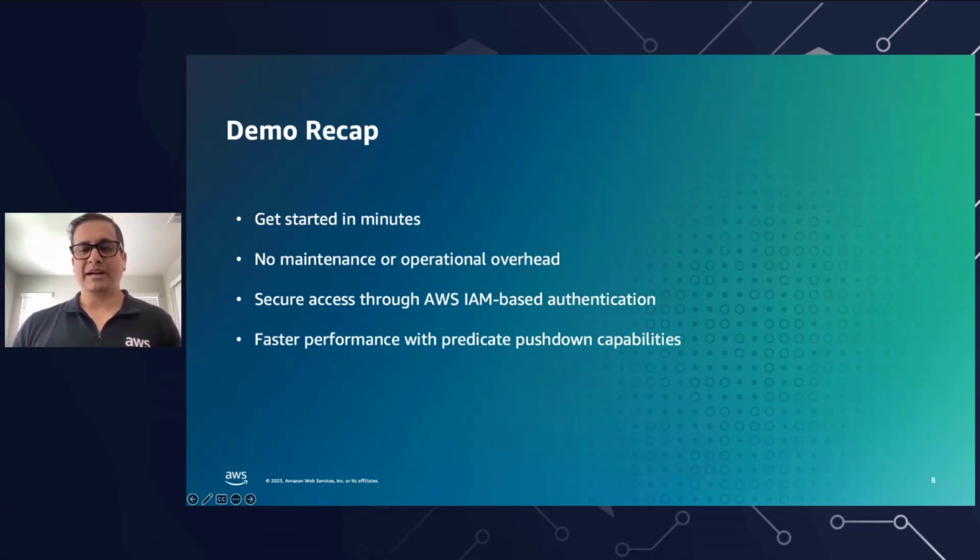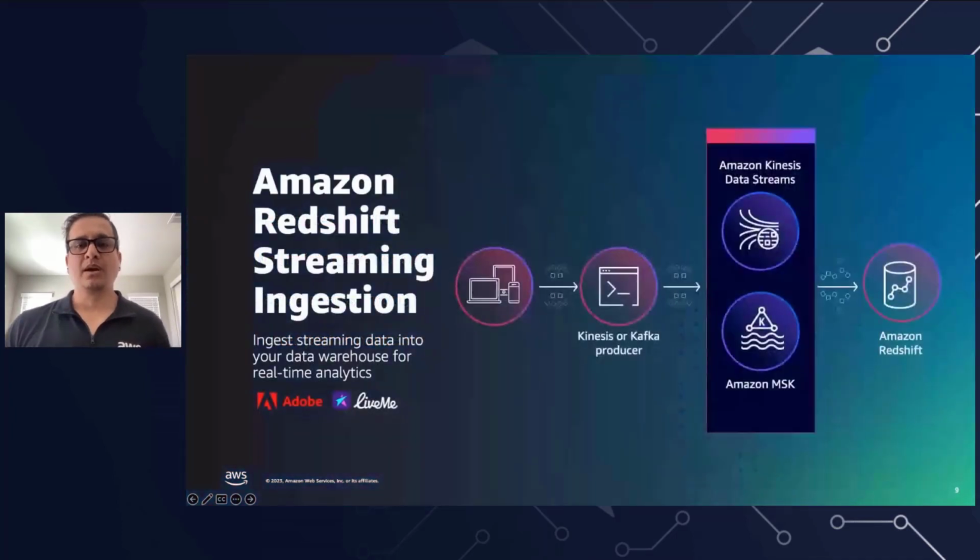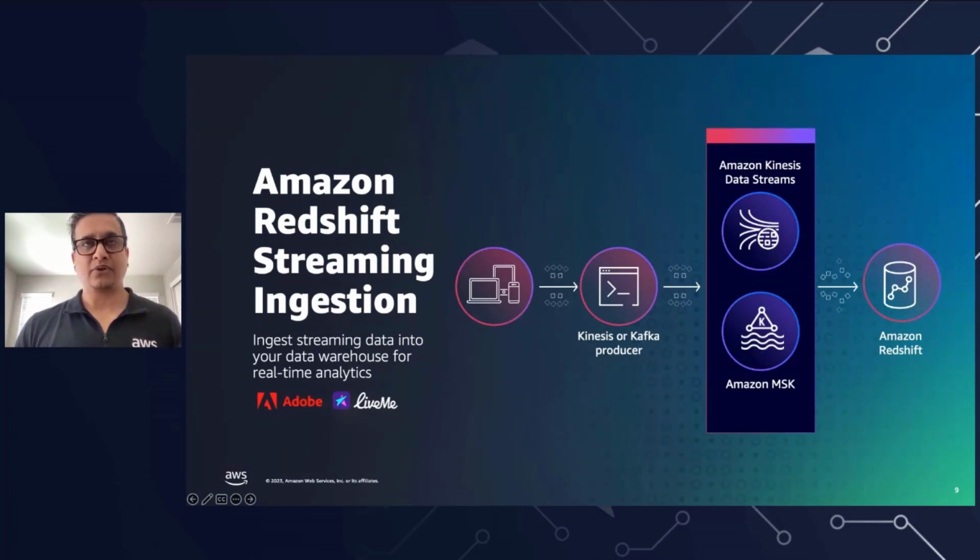Let's talk about a few more data integration features for Amazon Redshift, starting with streaming ingestion for Redshift. With Amazon Redshift streaming ingestion now generally available, you can configure Redshift to directly ingest streaming data into your data warehouse in real time, right from the Redshift console.